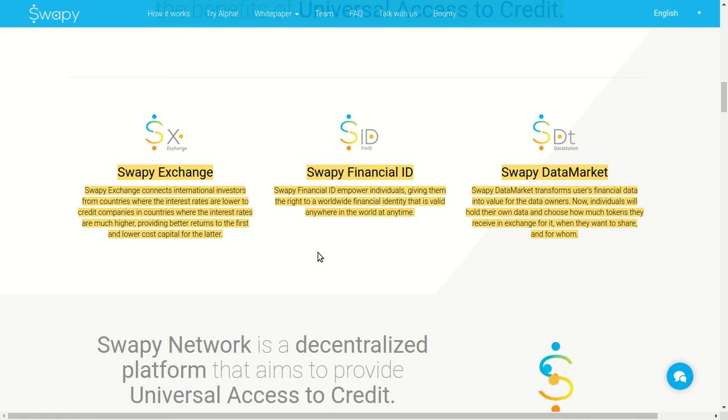Swapy Financial ID empowers individuals, giving them the right to a worldwide financial identity that is valid anywhere in the world at any time. Swapy Data Market transforms users' financial data into value for the data owners. Now individuals will hold their own data and choose how many tokens they receive in exchange for it, when they want to share and for whom.